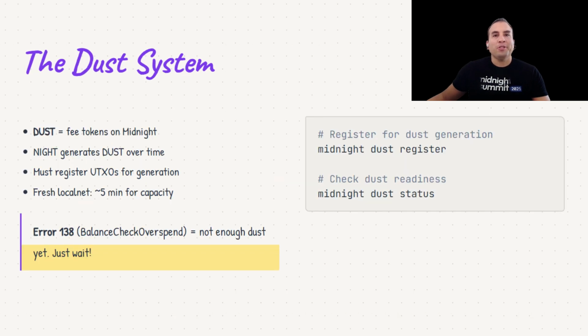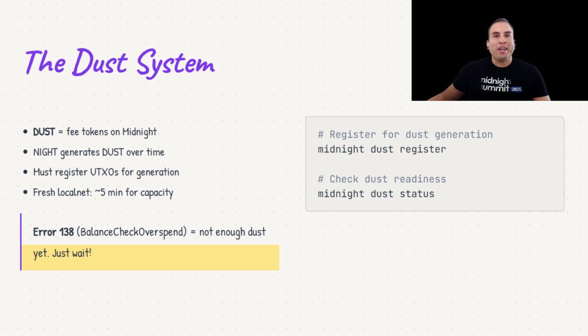Okay, let's talk about Dust, because this trips people up the first time. Dust is the fee token on Midnight. You need to pay it for transactions. But here's the thing: you cannot just buy Dust or transfer it directly. Instead, when you hold Night tokens, your account generates Dust over time. Think of it like staking rewards, but for fee credits.